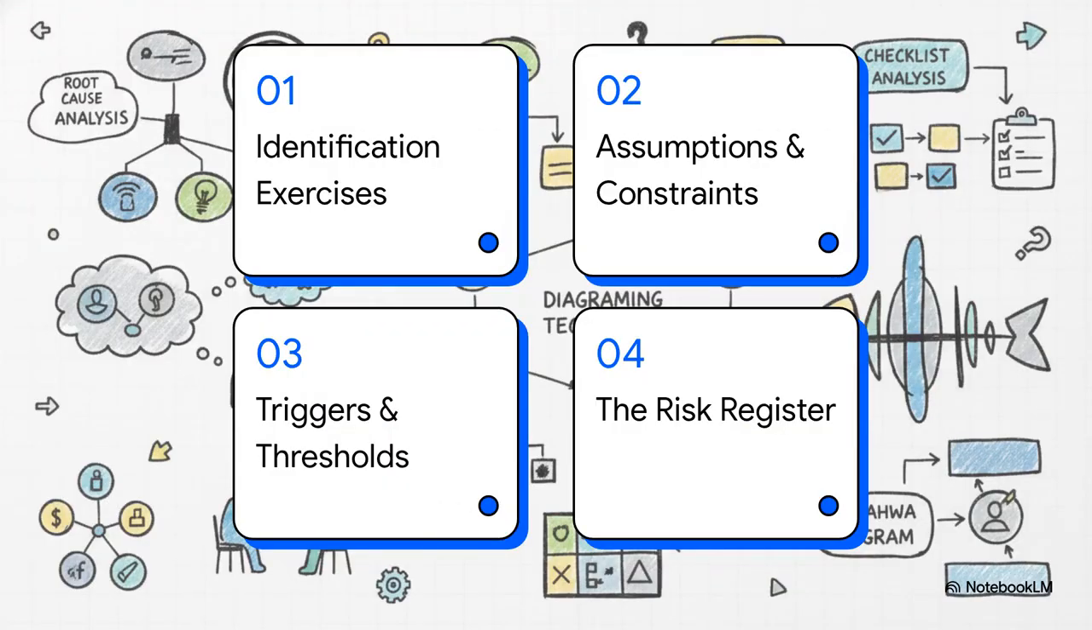So to build our official case file today, we are going to investigate the 4 specific tasks that make up this domain: identification exercises, assumptions and constraints, triggers and thresholds, and finally, the risk register. Let's get right into it.